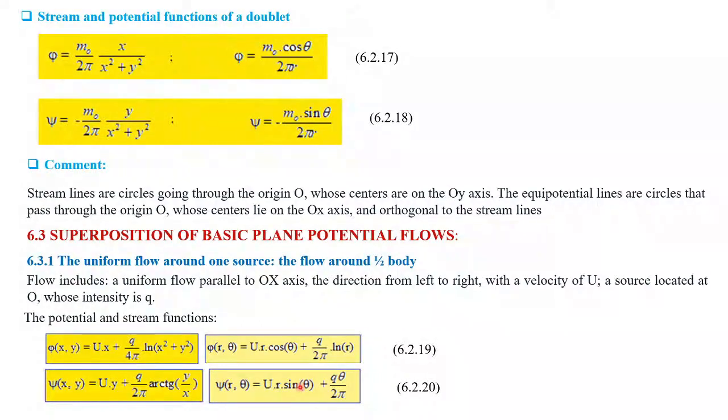In this example, we just sum two components of potential flow, and we get the superposition.